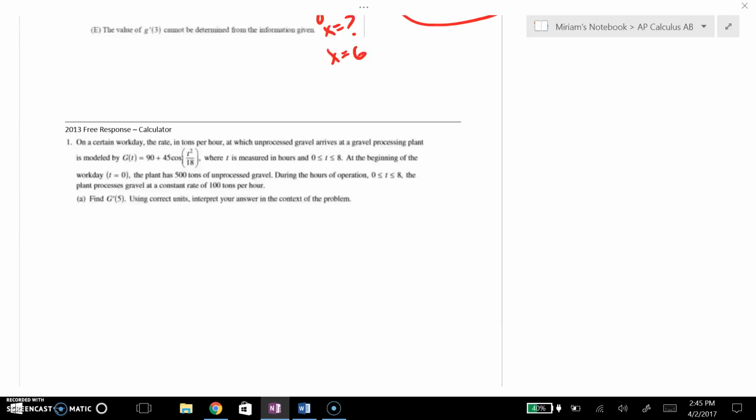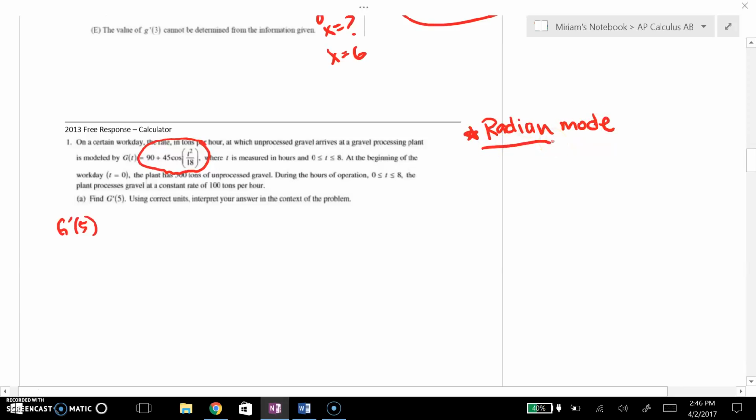The problem here says find g prime of 5, and you need to explain what this value means in the context of the problem. So you have a calculator, you can get the derivative of this function evaluated at 5. So I need you to do that. Now in terms of correct units, real quick, I need to write on the side that your calculator should be in radian mode.